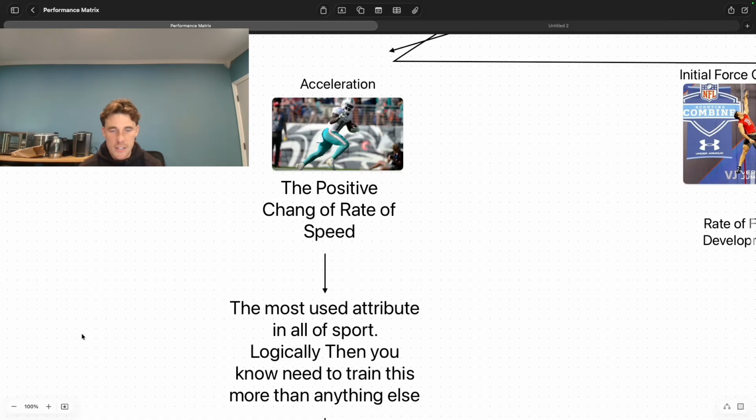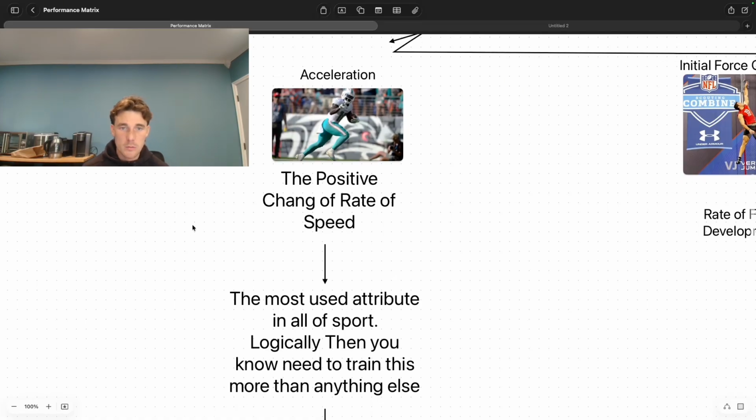We're going to start here with acceleration, which we define as the positive change of rate of speed. This is our bread and butter here at KPM. We want to teach you to go from 0 to 100 as quickly as possible. It is the most used attribute in all of sports. There's nothing used more. You don't use max velocity more. You don't use center of mass more. You don't use initial force generation more. You use acceleration the most. It's the most applicable and the most important.